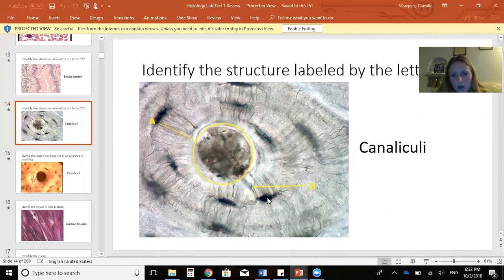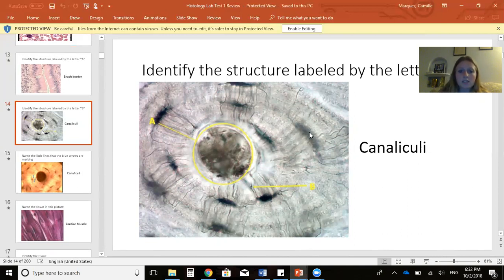These little black dot structures, if they ask you for a structure, are the lacuna. But inside the lacuna, you have your osteocytes. So they could ask you, name this cell, and then they're asking for the osteocyte. But if they say name the structure, name the space, they want lacuna.